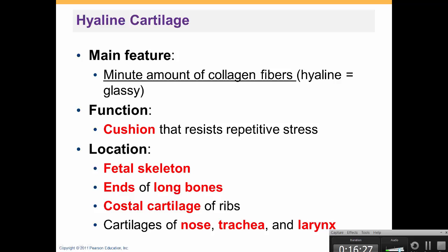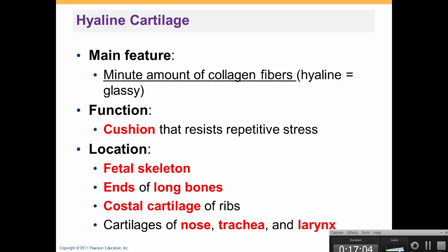Where do you find hyaline cartilage? Where you need cushion. So it has a lot of cushion. You find it in the fetal skeleton. So all of your skeleton as a fetus, before it becomes bone, was actually a cartilage model. Then, after that, it became bone. So you start out with cartilage, all of your bones except the skull bones and the clavicle, it was first hyaline cartilage. We find it also at the end of long bones.